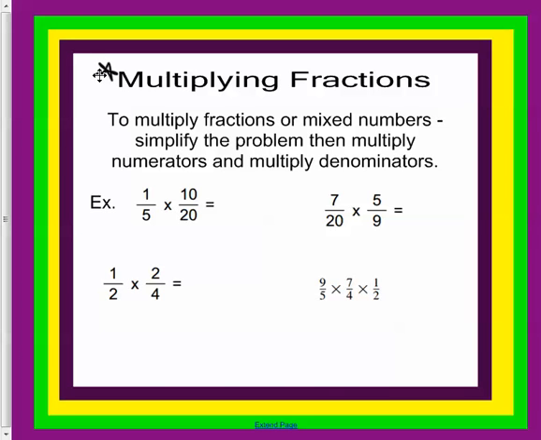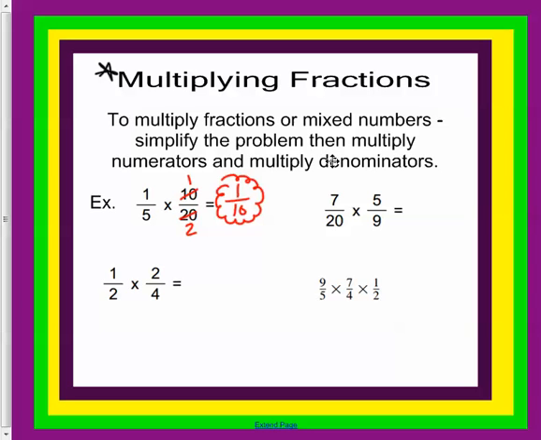Okay, so to multiply fractions or mixed numbers, simplify the problem, then multiply the numerators and multiply the denominators. Simplifying can come in many forms. In this case, if you look at this 10/20ths, it's not simplified. So we can first simplify this fraction to be 1/2. That makes our lives a lot easier. 1 times 1 is 1 and 5 times 2 is 10. Do you notice that then it's already simplified for me?